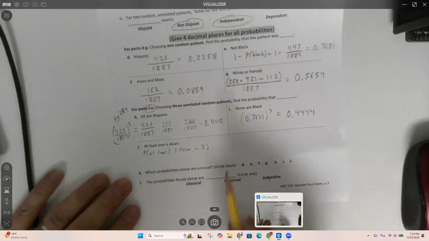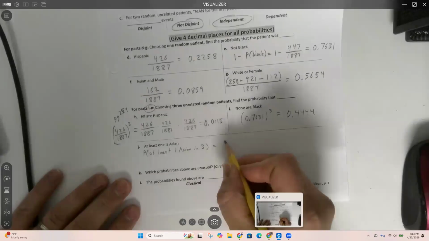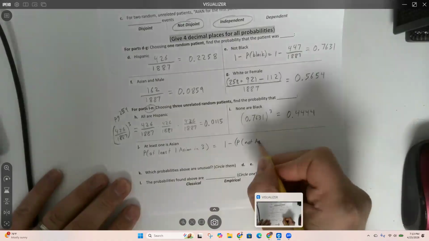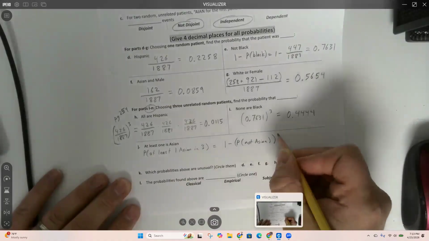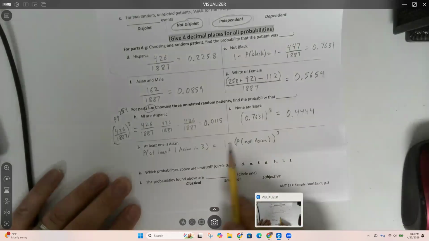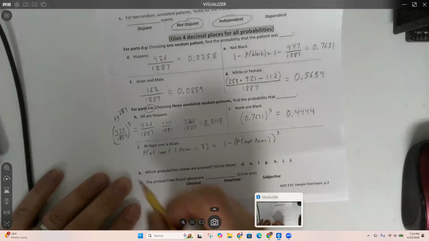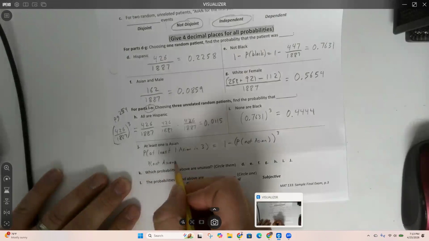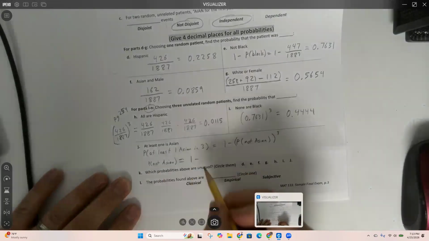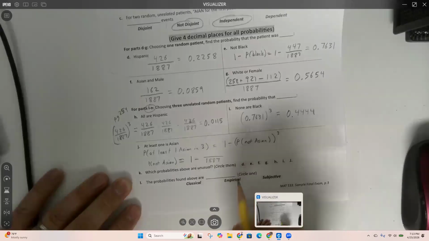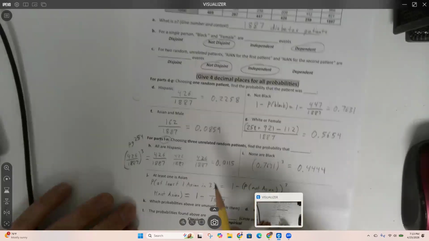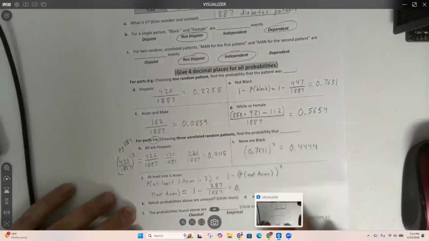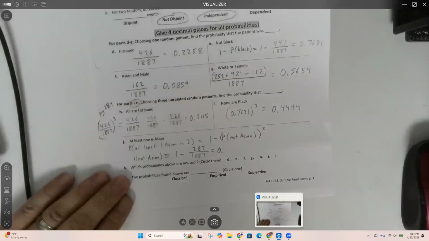Probability of at least one Asian in three people is one minus the probability of not Asian, and then you cube that. So this is kind of like two problems in one. We're going to pause here and come over here and calculate the probability of not Asian, which is one minus the probability that they are Asian. Asian is 287. So can somebody do this in the calculator real fast for me? 1 minus 287 over 1887.